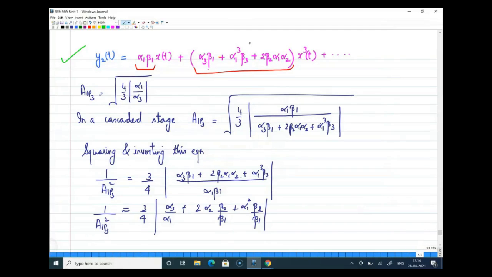So one is 3 by 4 alpha 3 beta 1 a cube. Yeah, that is right. I'm trying to write the same thing here.